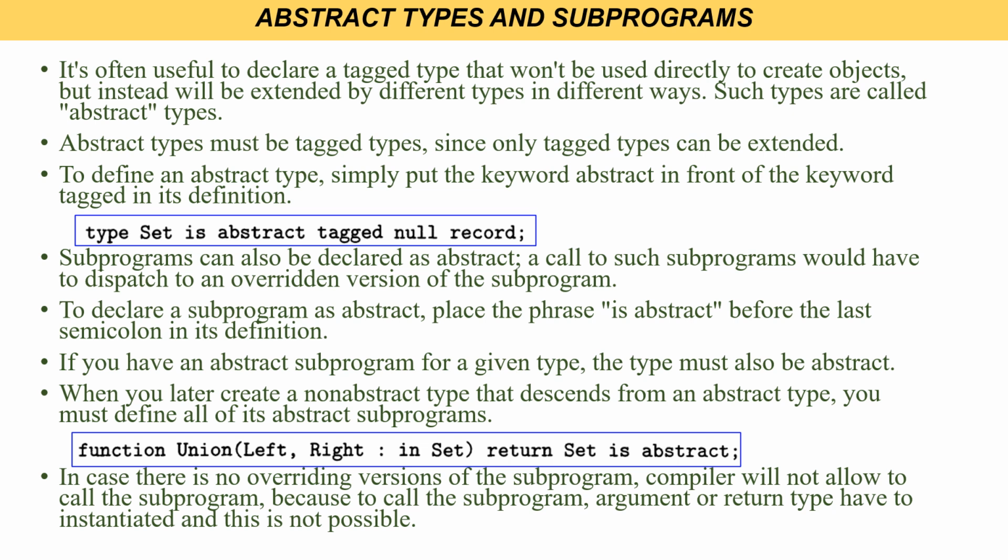So what does this mean? There are some types which cannot be used directly. Those types you can declare as abstract, and you have to use tagged also, because those are the types which are extended. Similarly, subprograms also can be made abstract, and those subprograms cannot be called directly anywhere in the program. Only the overriding version of those abstract subprograms can be used. In case there is no overriding version, you cannot directly call the abstract subprogram, and the compiler will throw an error.